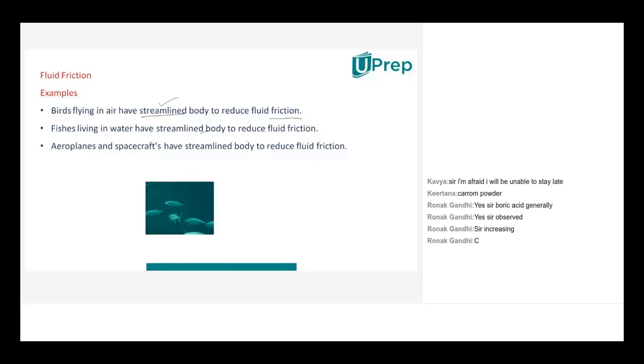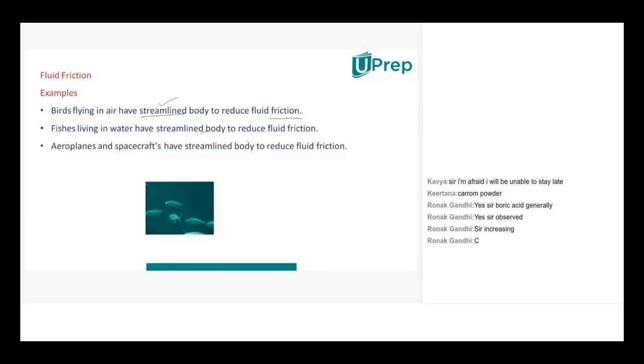Okay. And birds naturally have a streamlined body. Fishes also naturally have a streamlined body. But aeroplanes we are making by seeing them. Maybe by seeing birds they have designed them like that, so that fluid friction can be reduced. So streamlining means making a particular shape to overcome the fluid friction.